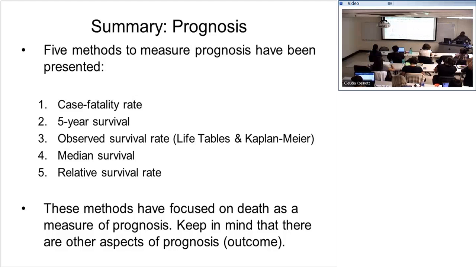So today, we have discussed Case-Fatality Rate. We've spoken about 5-year survival and the observed survival rate. We've looked at the life table and the Kaplan-Meier, and then we considered the median survival, which we say is good because we can obtain that one. We don't have to follow the whole group.